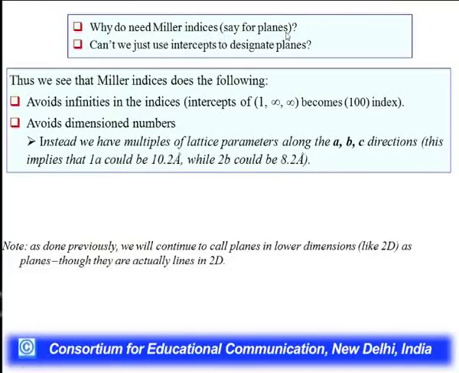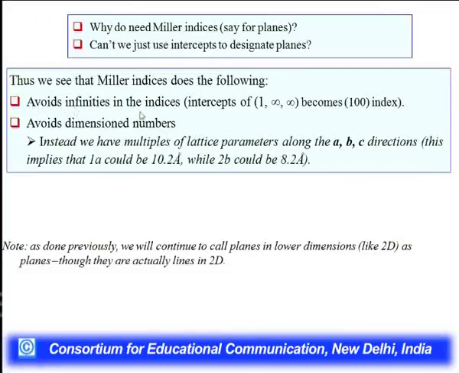For planes, we cannot just use the intercept to designate the planes. Firstly, we define the intercept. If we define any plane, we use the intercept. But is it possible to define any plane by the intercepts alone? We require the Miller indices. We require some address of that particular plane, and we define those particular indices for the particular family. Thus, we see the Miller indices do the following things.